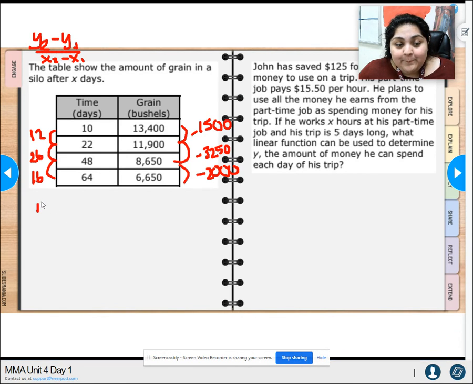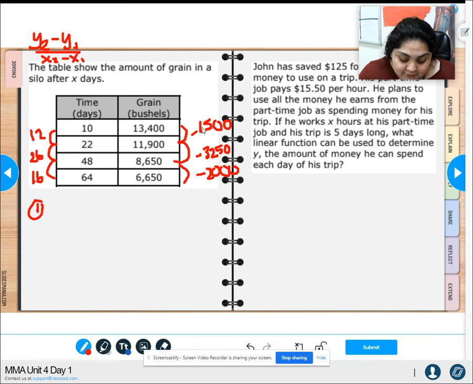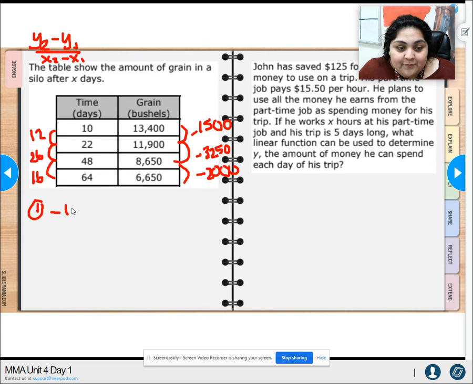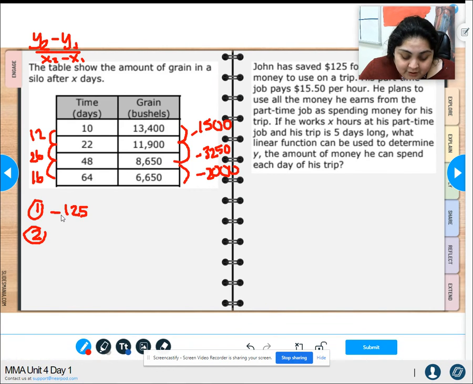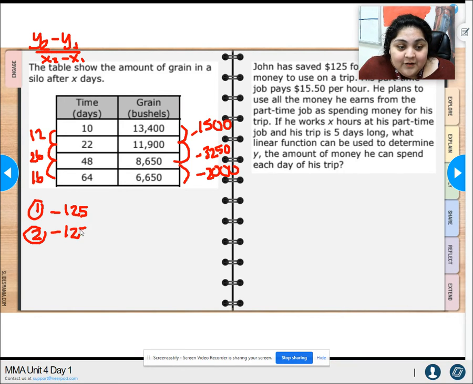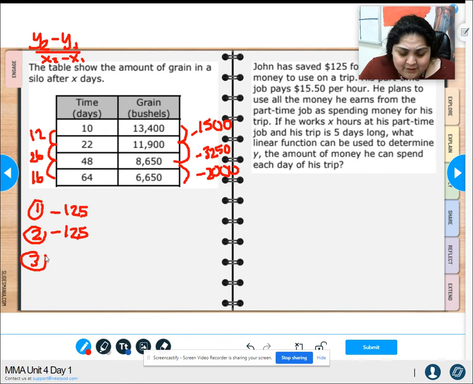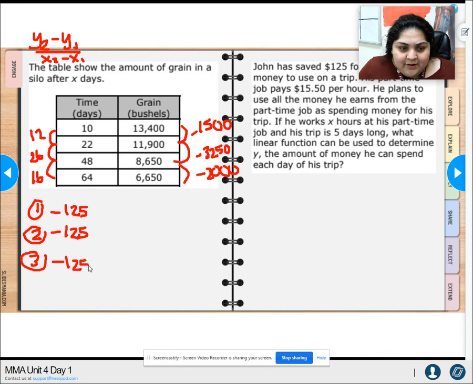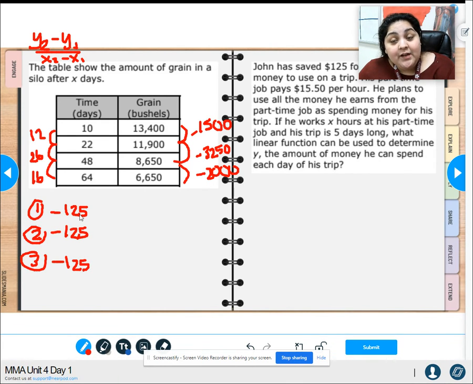So for the first one, we're going to get the negative 1,500 divided by 12. I get negative 125. For the second one, I'm going to do negative 3,250 divided by 26. I get negative 125. All right, for the third set we have, negative 2,000 divided by 16, which is negative 125. All right, so this is linear because they all have the same constant ratio.